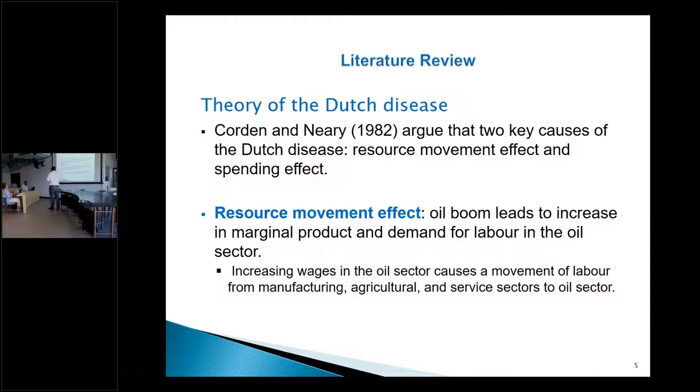An oil boom leads to increased marginal production in the oil sector, so we need higher labor demand in the oil sector. Higher labor demand in the oil sector leads to higher wages in the oil sector. Higher wages will attract or encourage labor or workers from service, manufacturing, and agriculture to move to the oil sector because they have higher wages. This is called the resource movement effect.